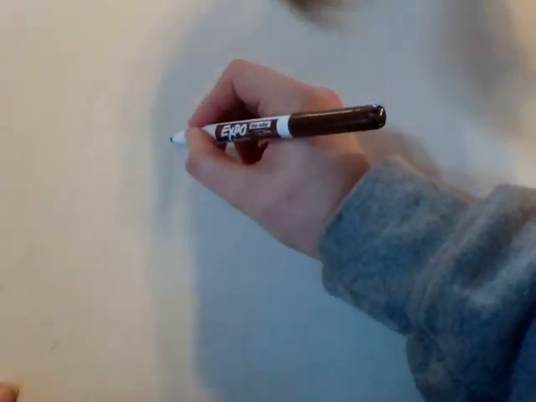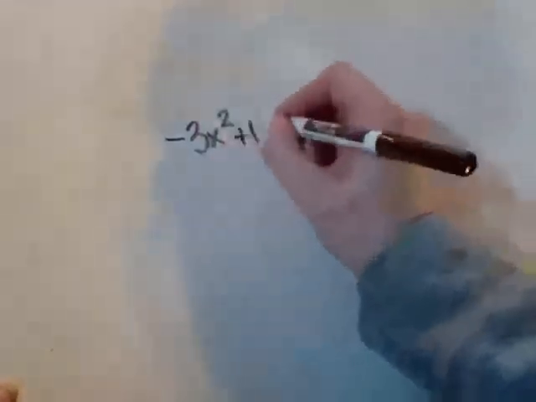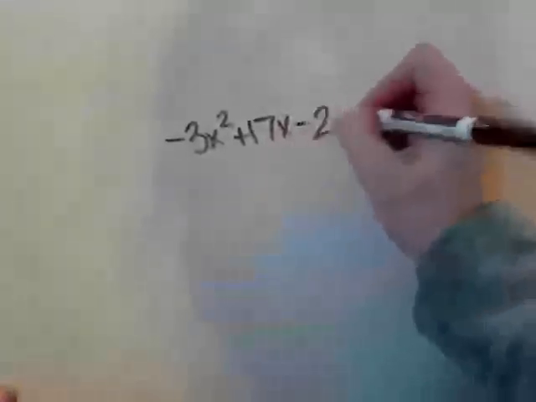Hey guys. All right, so in this video, we're just going to look at factoring with a negative leading coefficient. There's a couple of different ways that you can handle that. So the problem that we're going to look at is negative 3x squared plus 17x minus 20.